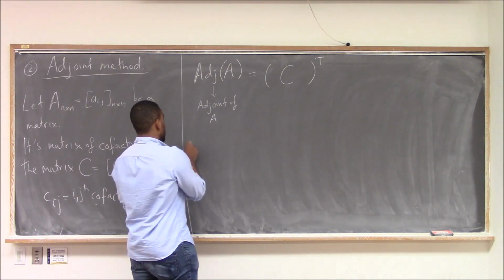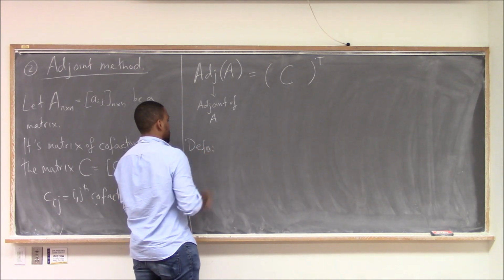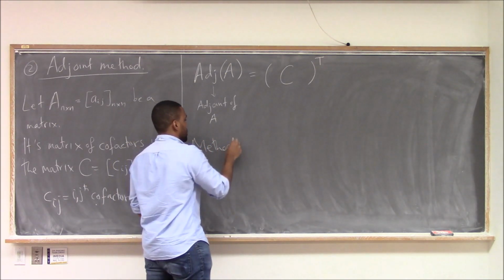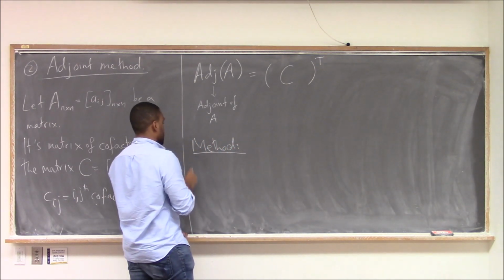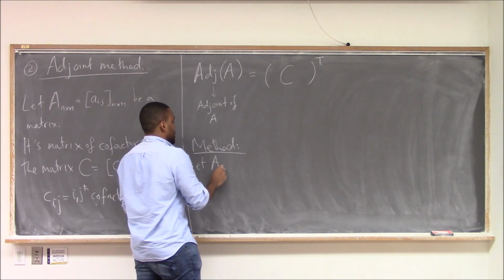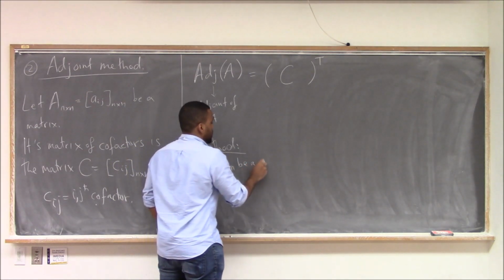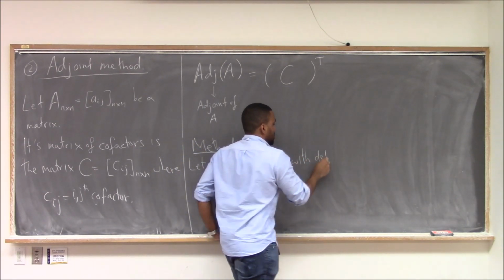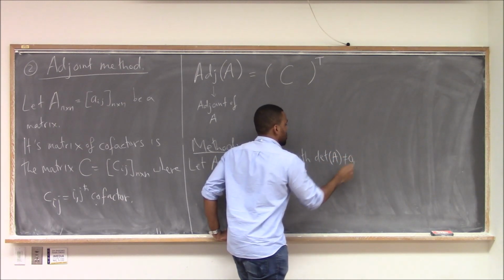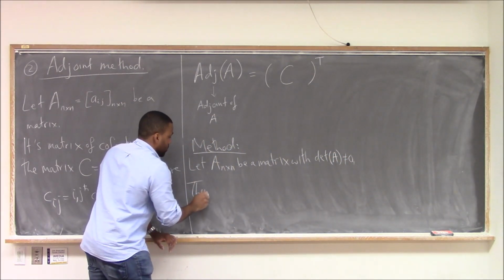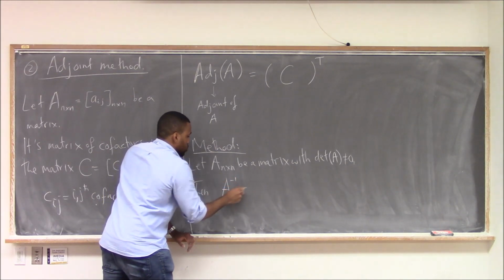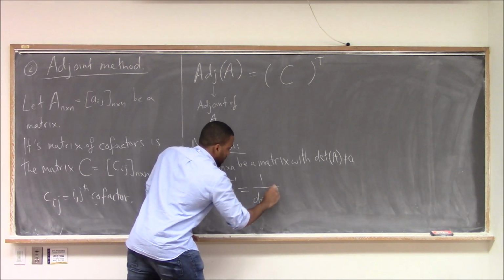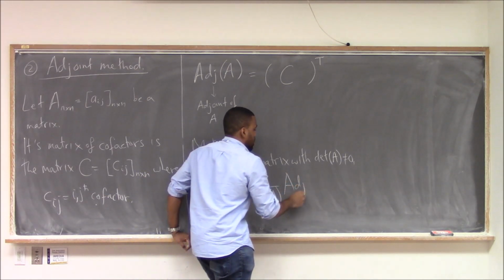And so now, here's the definition, or the method, basically. The method comes to us in a single formula. Let A be an n by n matrix with the determinant of A not equal to 0, then A inverse will be equal to this formula: 1 divided by the determinant of A times the adjoint of A.